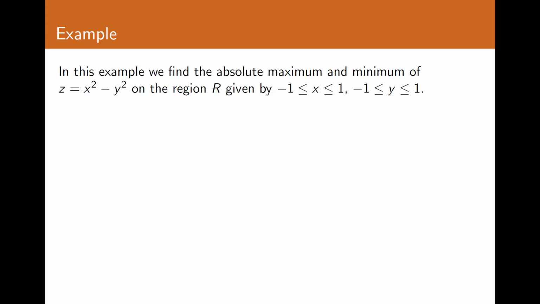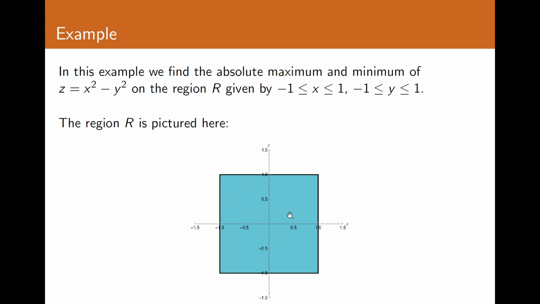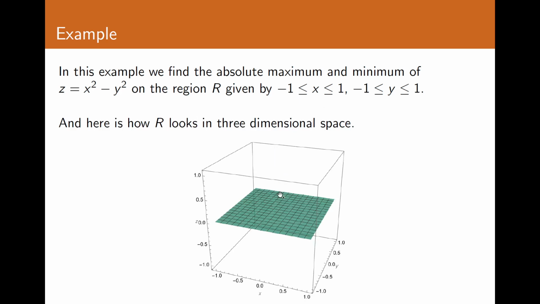Notice this is exactly the square region we looked at earlier in blue, where it included its boundaries, so it had the solid black lines along the edge. Here it is pictured again. We want to find the absolute maximum and absolute minimum of this function, but only considering this region here. And here's how the region R would look when we're thinking in three-dimensional space.